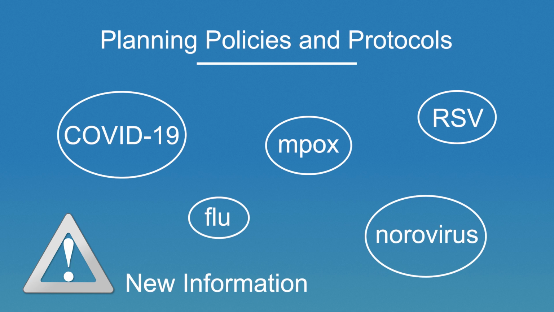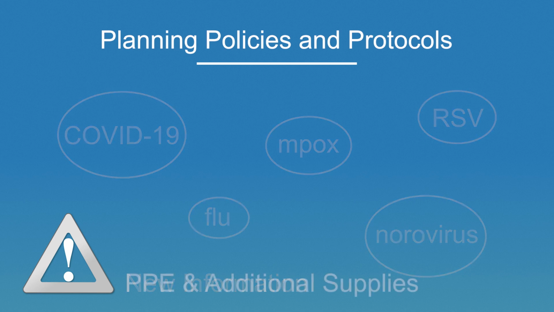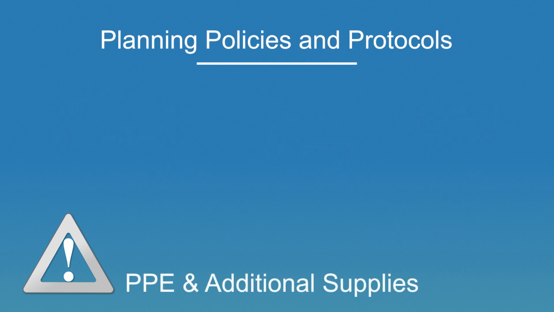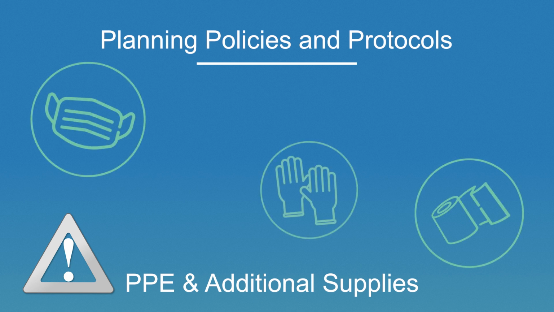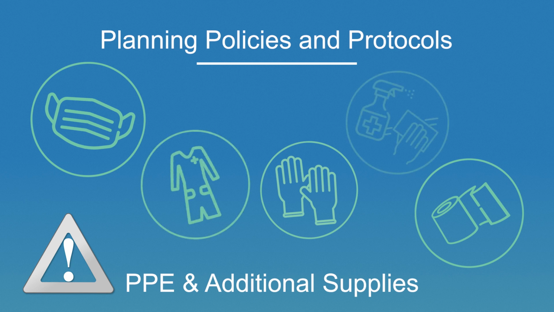Are your policies current, and do they include measures for infection prevention and control? What PPE and additional supplies will you need? When you review and update your cleaning and disinfection protocols and other plans, identify what additional supplies, such as bandages, masks, gloves, gowns, and cleaning products, you'll need to address new threats like Mpox.